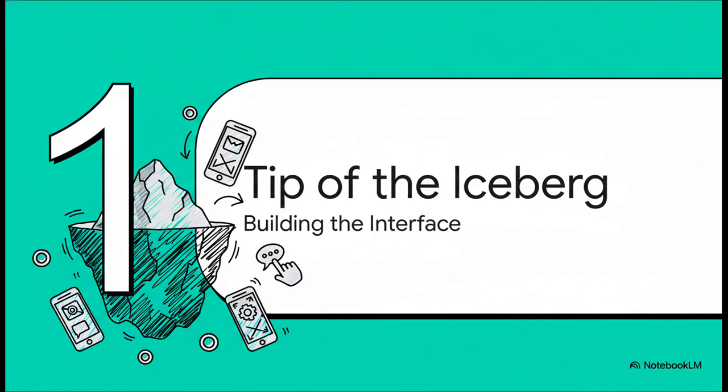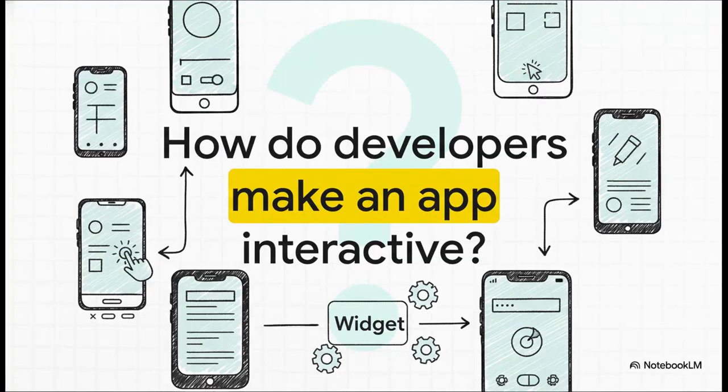So let's start at the top with the part of the iceberg we can all see, the user interface, or the UI. This is everything you look at and interact with. It's the face of the app, the part that lets you talk to it and lets it talk back to you. So, the big question for any developer is, how do you turn a flat, static picture on a screen into something that you can actually interact with? How do you build an interface that just knows what you want when you tap a button?